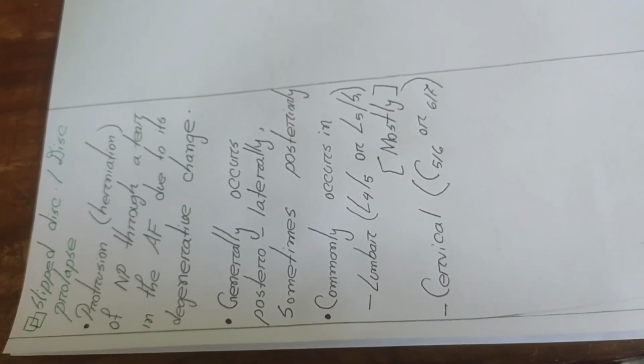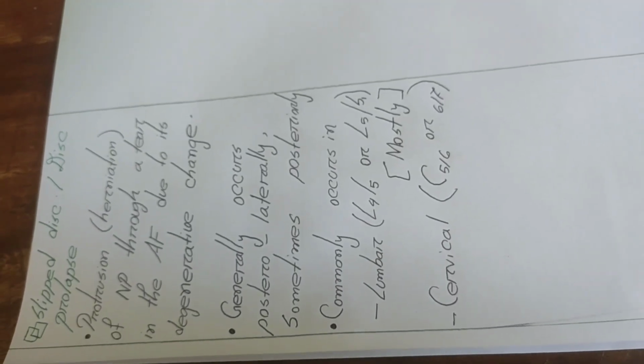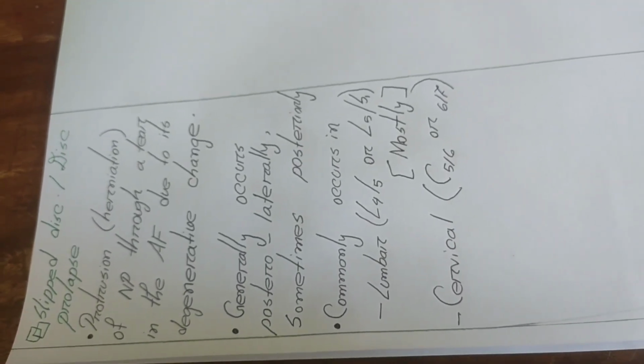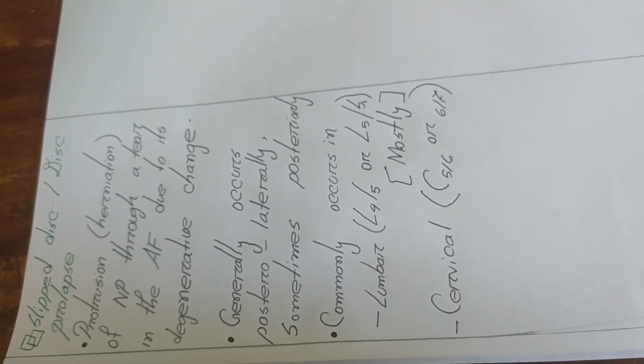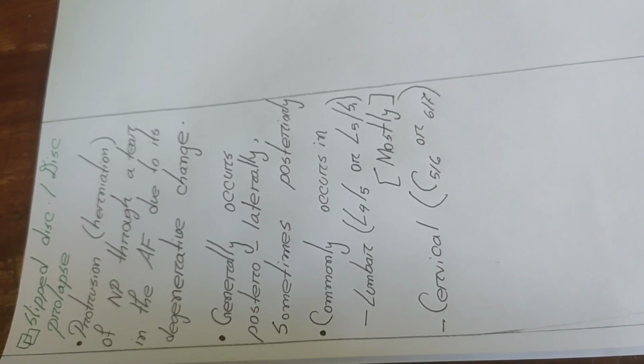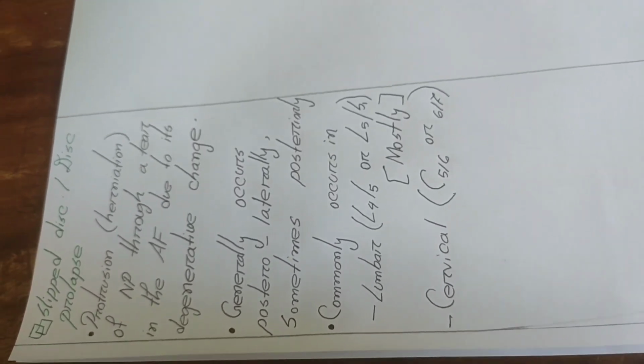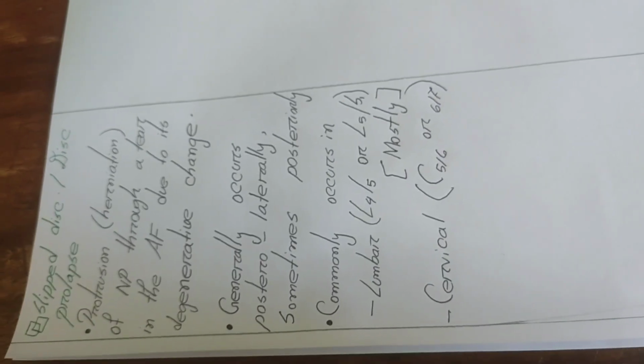Protrusion of the nucleus pulposus generally occurs at the lumbar and cervical regions: between lumbar 4 and lumbar 5, or lumbar 5 and sacral 1, and between cervical 5 and 6, or cervical 6 and 7.